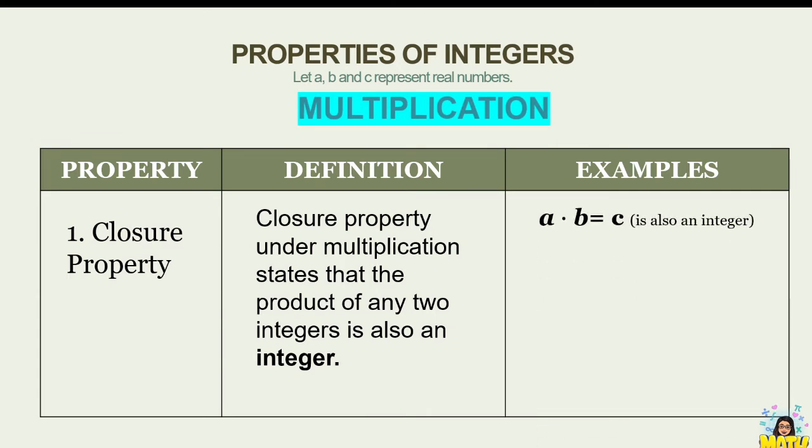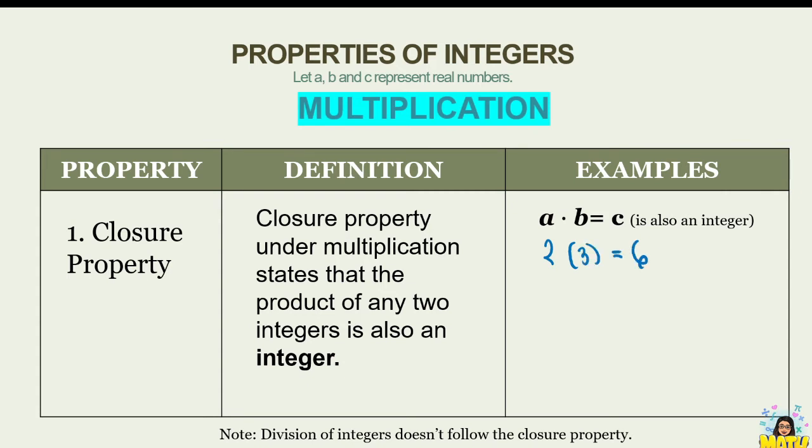So ganun din, when we say closure property, when we multiply two integers, the answer will remain to be an integer. So here, A times B, that is equal to C. We can have 2 times 3, that is equal to 6. 2 and 3 are integers. The answer is an integer. We can have negative 3 times negative 5, that is positive 15 because they have the same sign, while opposite sign will be negative. So when we multiply two integers, the answer will still remain as an integer.